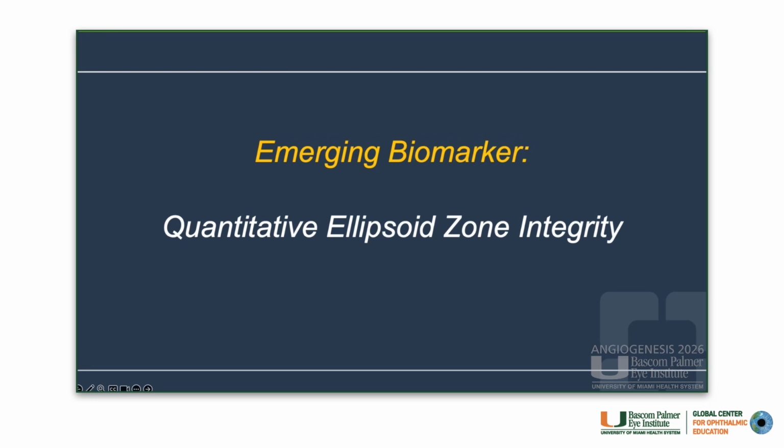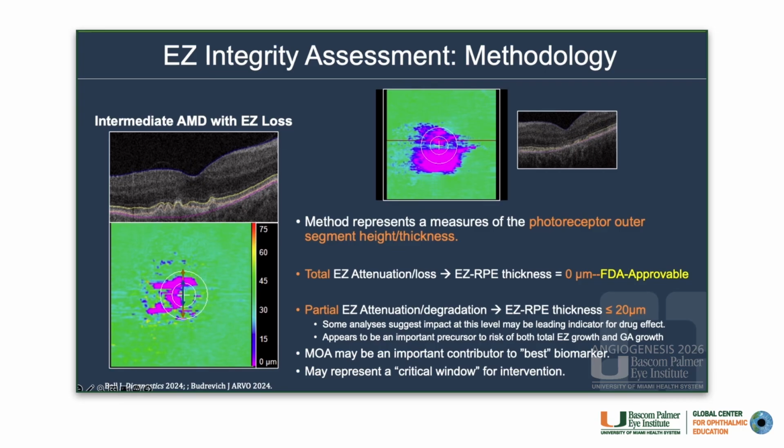Today, we're going to talk about two specific imaging biomarkers and their interplay. The first I want to talk about is quantitative ellipsoid zone integrity. There are multiple different methodologies for evaluating ellipsoid zone integrity. In this analysis, multi-layer segmentation is performed where the ellipsoid zone is identified as well as the RPE.